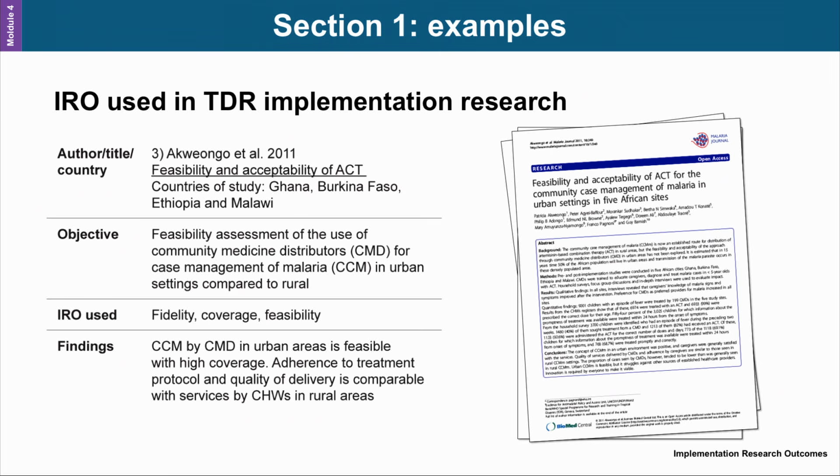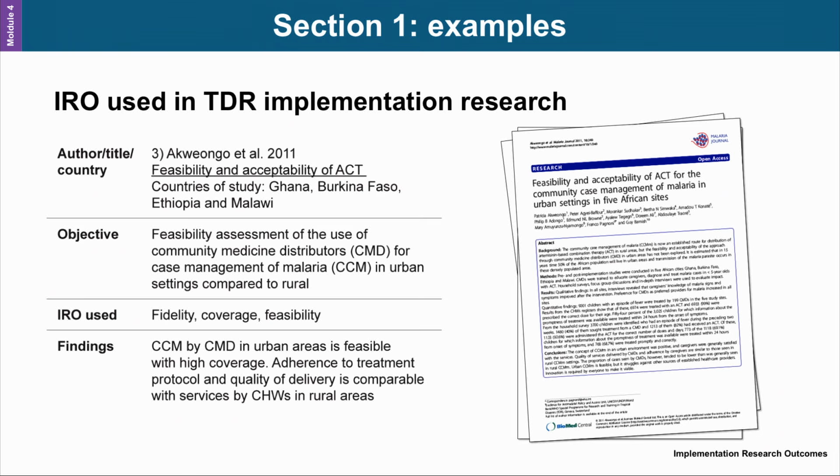And then to determine whether this strategy is going to work or not, or whether the set of implementation activities they are going to put in place is going to work, they looked at specific measures of implementation research outcomes. They looked at fidelity, that is, for all of the community medicine distributors that were trained, to what extent did they deliver the intervention as they were trained, according to the protocol, in terms of the dosage and the frequency by which the children should receive the intervention.